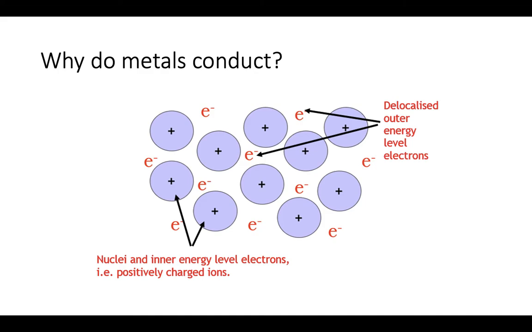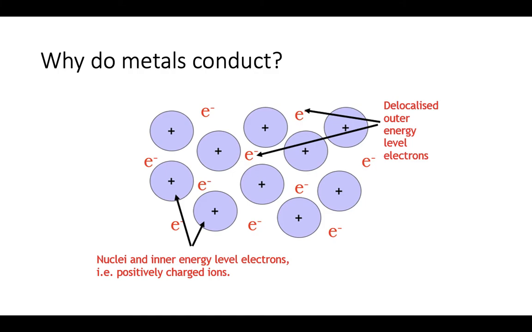So what I have in front of us right now is a diagram that represents a metallic bond. In metallic bonding, metal atoms lose their outer electrons. So the furthest away electrons become delocalized. They don't belong to any particular atom anymore. And those atoms, because they've lost electrons, become positive ions.